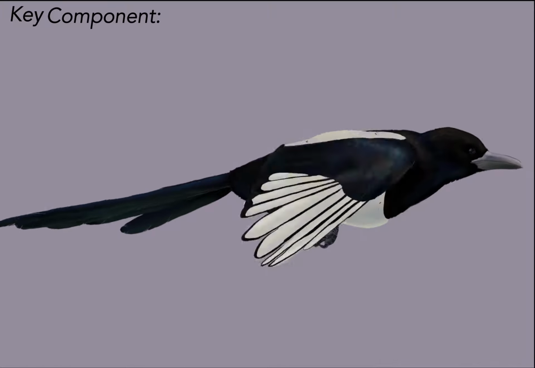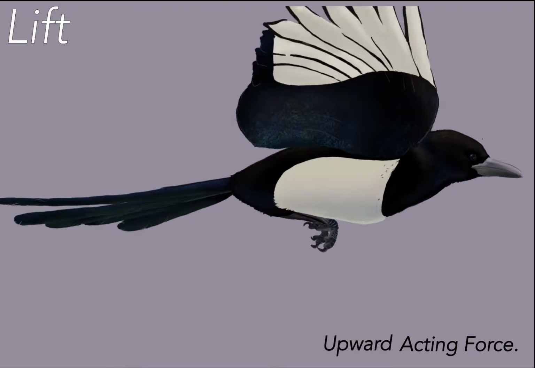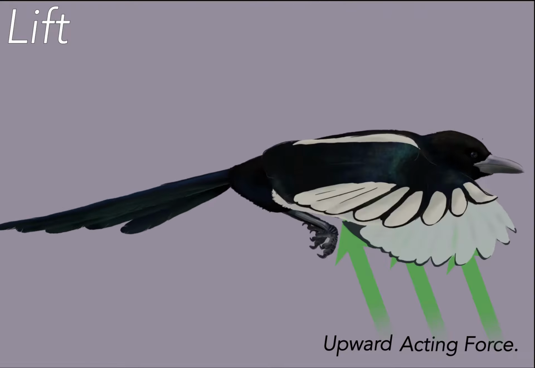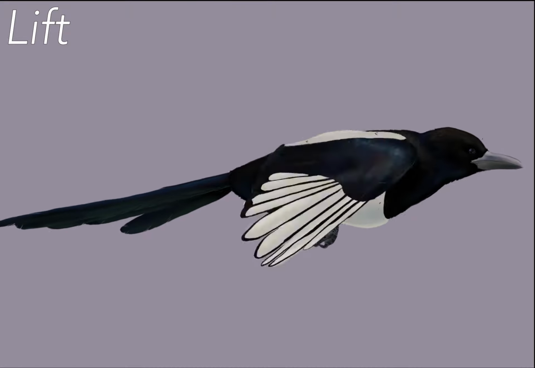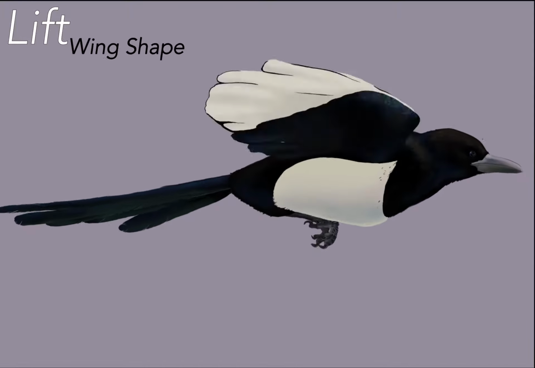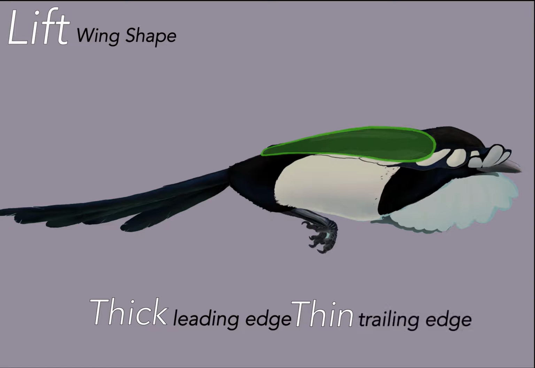A key component to flight is lift, which can be defined as the upward acting force. This is illustrated in the green by arrows. The amount of lift is completely dependent on wing shape. This cross-section of the magpie's wing shows a curved shape with a thick leading edge and a thin trailing edge.